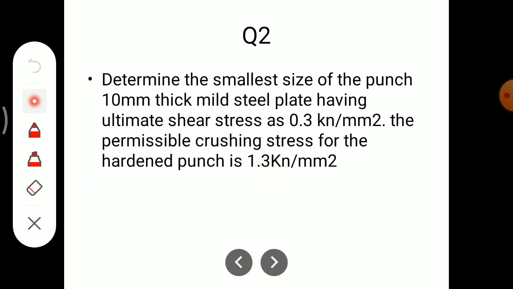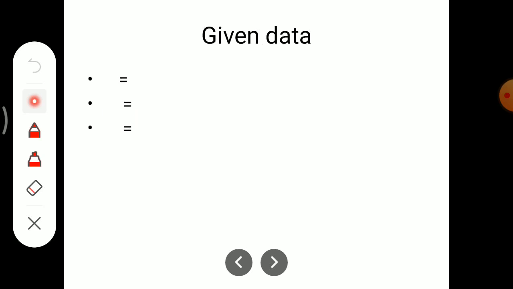Okay, so what do we have to determine? We have to determine the smallest size of punch, that means the diameter of punch, and for that purpose we have different parameters, that are shear stress and crushing stress. And the mild steel material is 10 mm thickness that we have to punch. So first of all we will write here the given data.